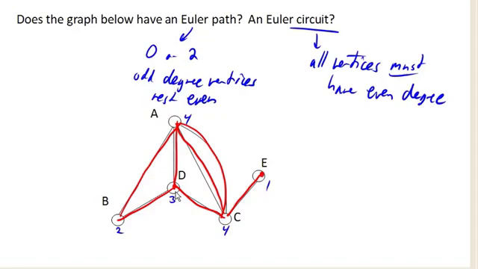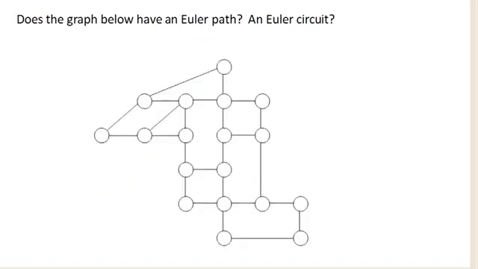another one. Does this graph have an Euler path? How about an Euler circuit? Well, let's see. How many odd degree vertices are there? 1, 2, 3. 1, 2, 3. 1, 2, 3. 1, 2, uh-oh. So in this graph, we have a ton of vertices with odd degree. And so it is not going to be possible to come up with an Euler path or an Euler circuit on this graph as drawn.